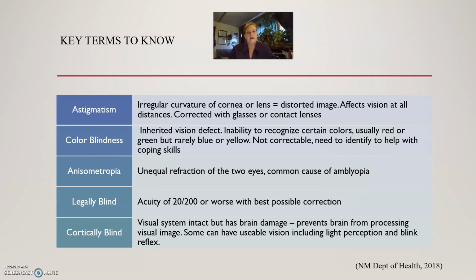Anisometropia, unequal refraction of the two eyes, common cause of amblyopia. Legally blind, their acuity is 20/200 or worse with best possible correction. And cortically blind, the visual system is intact, but there's brain damage, and it prevents the brain from processing the visual image.